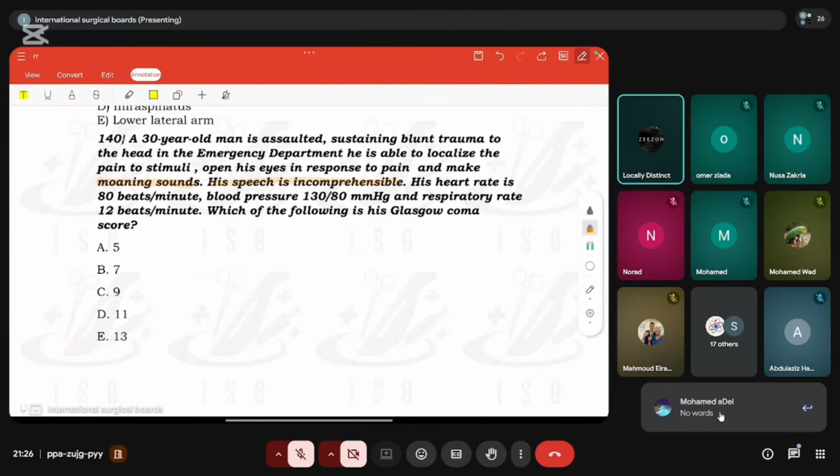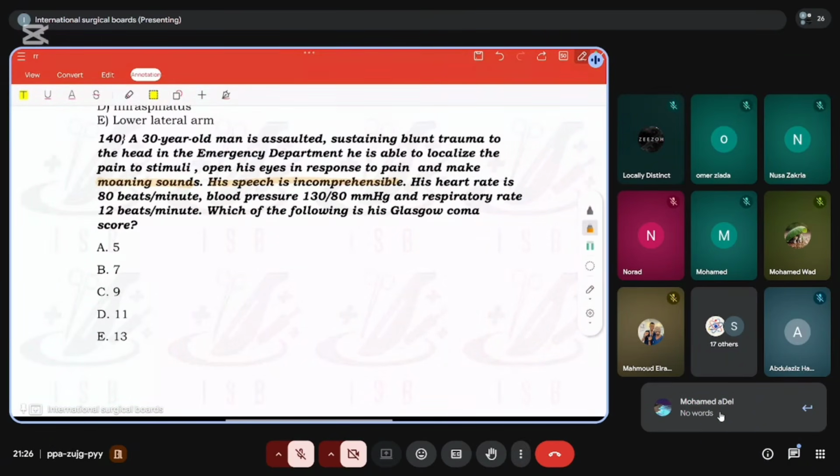V3, right? V3, inappropriate. So you can either answer it as incomprehensible speech, confused 4, or moaning sound, you can answer it as 2. So it can be either 9 or 11. The answer can be either 9 or 11. Is that right?